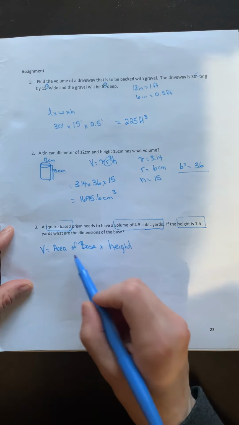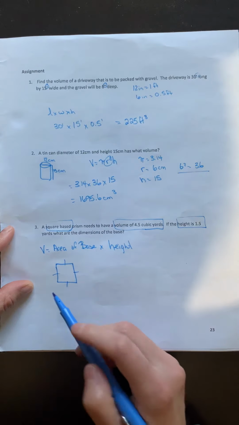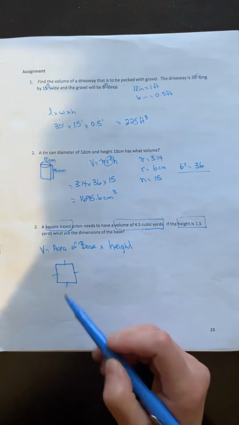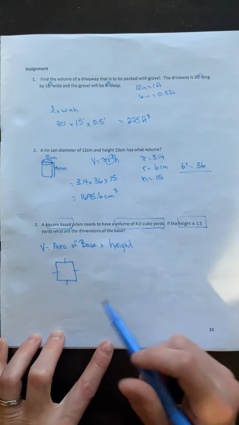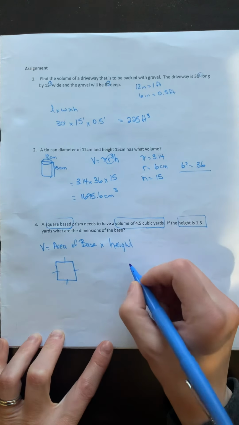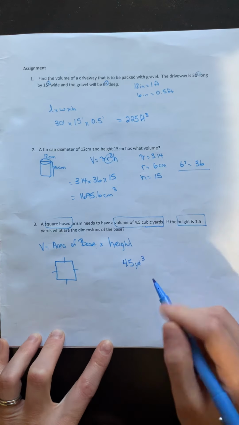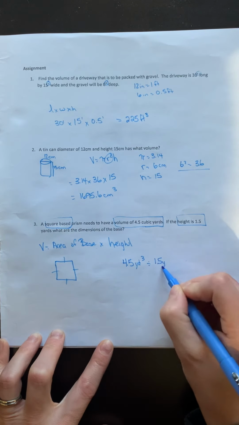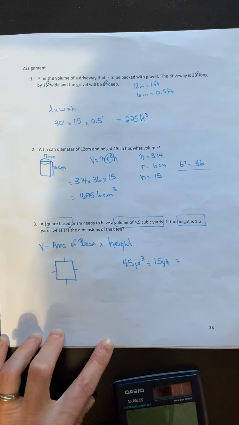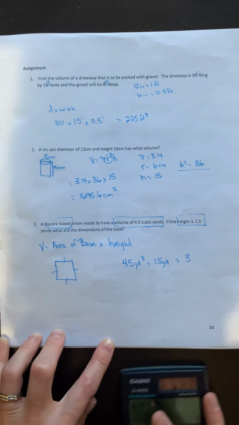Because it's a square, both sides are going to be the same. Remember that a square, all sides are identical. So my width and my length are going to be the same size. So I can figure this out, okay? I can go 4.5 yards cubed, divided by 1.5 yards is going to give me, so I have 4.5 divided by 1.5 gives me 3, okay?